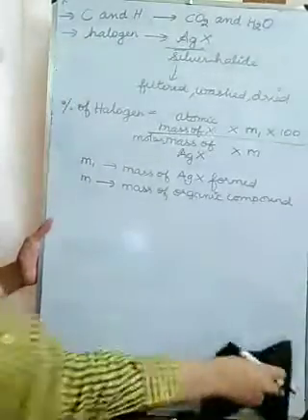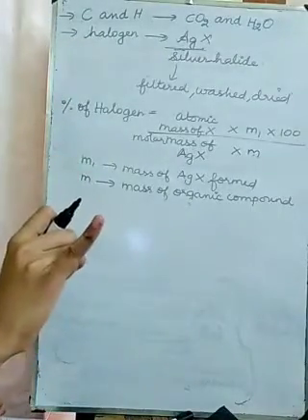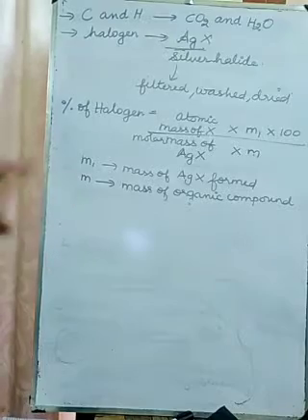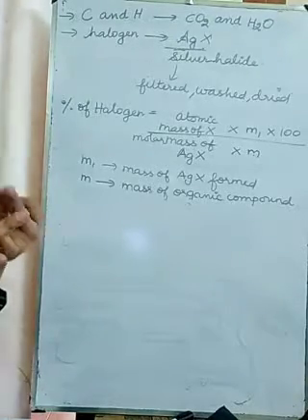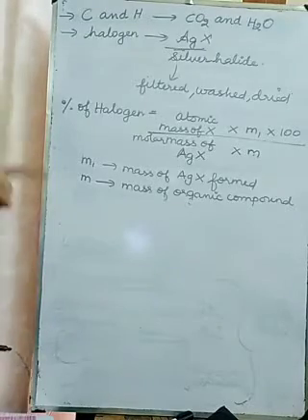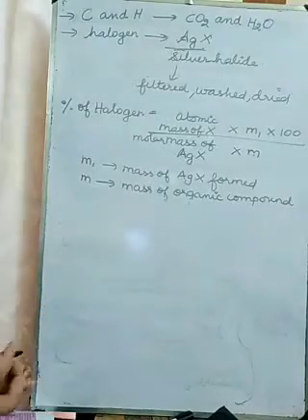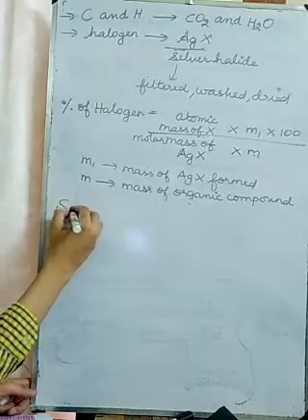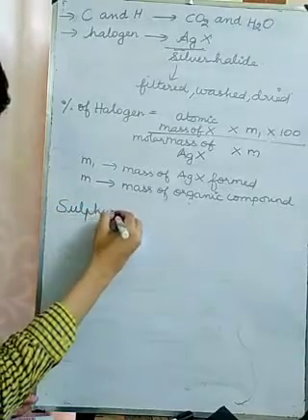So what have we finished? Carbon and hydrogen estimation. Nitrogen, in nitrogen two methods. What are the two methods? Dumas method, Kjeldahl's method. And for halogen we have studied Carius method. The next one is estimation of sulfur.